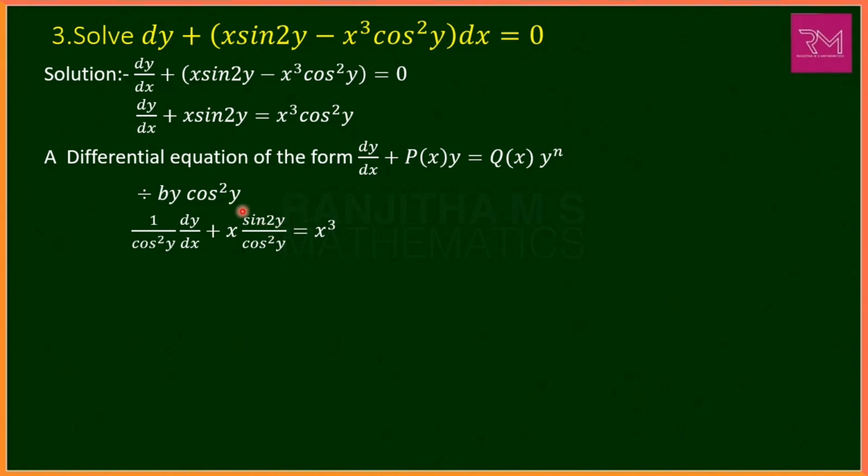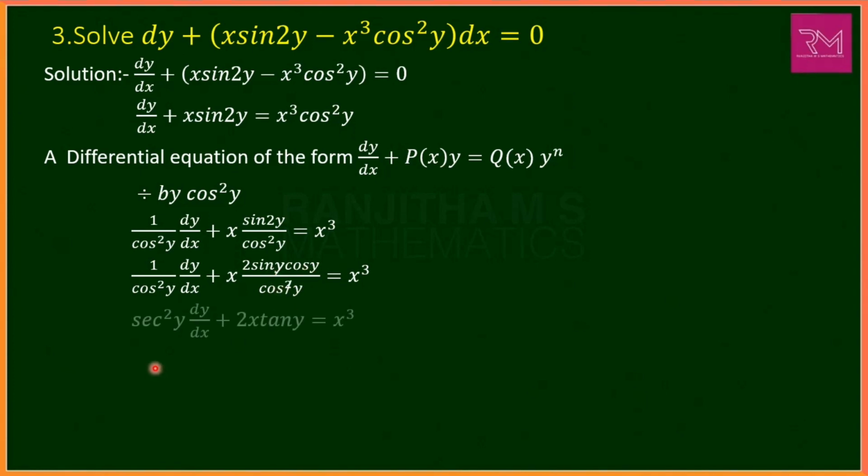Next step, we know that sine 2y can be written as 2 sine y into cos y. That is 1 by cos square y into dy by dx plus x into 2 sine y cos y divided by cos square y, which is equal to x cube. Now cos y gets cancelled. Sin y by cos y is tan y. Therefore, we get 1 by cos square y is secant square y into dy by dx plus 2 into x into tan y, which is equal to x cube.